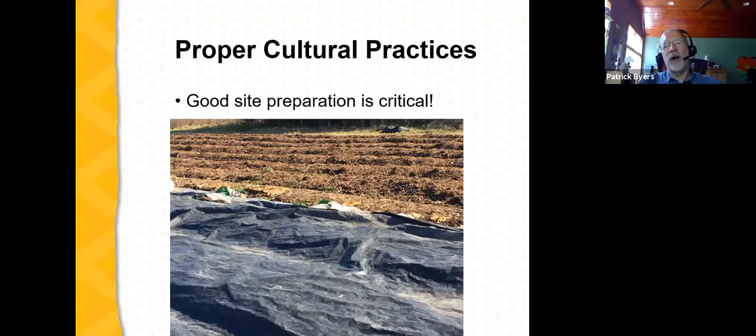And the mulches provide a barrier to the soil. The plant will be planted through the mulch, and then the mulch will keep soil-borne diseases from splashing up onto the foliage of the crop plant.